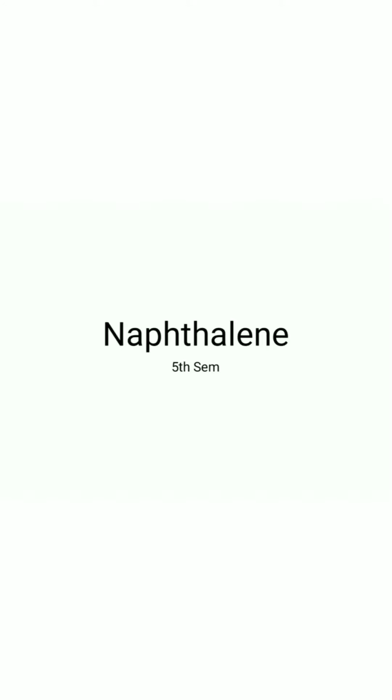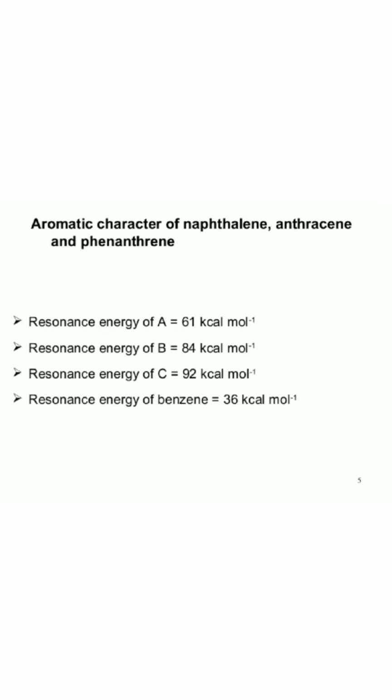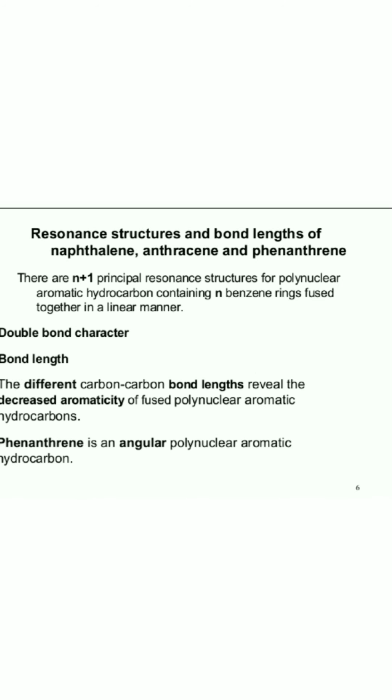We will focus on the synthesis, the resonance part of the polynuclear hydrocarbons, and the substitution reactions of naphthalene. First, we see the aromatic character of naphthalene, anthracene, and phenanthrene. The resonance energy of ring A is 61 kcal mol^-1, of B is 84 kcal mol^-1, and of C is 92 kcal mol^-1. The basic resonance energy of benzene is much less, 36. But when rings fuse together, the resonance energy goes on increasing.